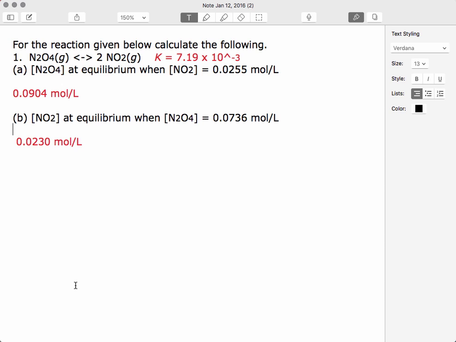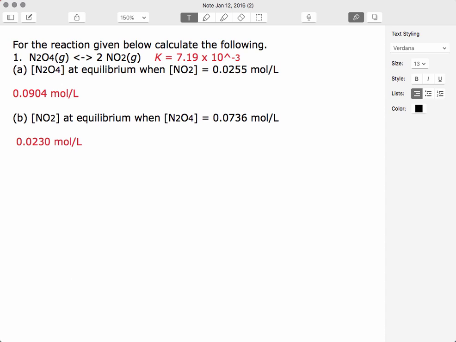So let's go. For the reaction given below, calculate the following. It reads the nitrogen tetroxide, which is an oxidizer for rocket fuel, something I worked with very closely for a long time. Nasty, stinky brown stuff. Back to two NO2s. It has a coefficient of 7.19 times 10 to the minus 3. The problem reads, what is the molar concentration?